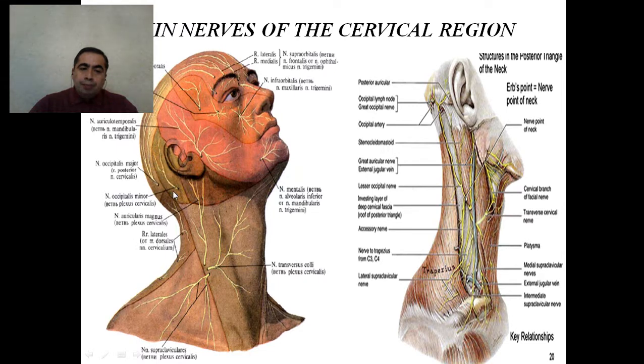The main cutaneous branches of the cervical plexus are the nervus occipitalis minor, this one, nervus auricularis magnus, and the nervus transversus colli, the transverse cervical nerve, and the nervi supraclaviculares. All of them are branches of the cervical plexus. Please pay attention to the very close position of the last three nerves: auricularis magnus, transversus colli, and the supraclavicularis. In clinical or neural practice, this is called Erb's point.